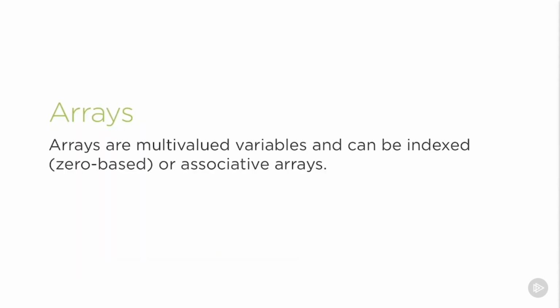The variables that we've looked at so far are single valued or scalar valued. They have one single value. But we can also use arrays. Arrays are multi-valued variables, and these can be indexed, and it's a zero-based index, so the first value would be the 0 index, or associative arrays where we use key and value pairs.